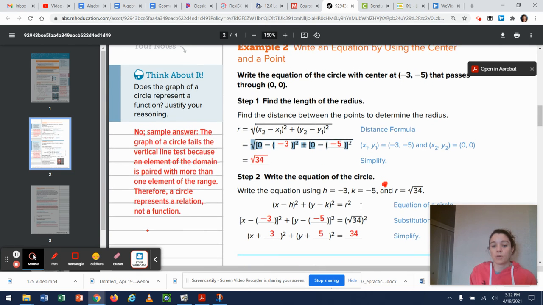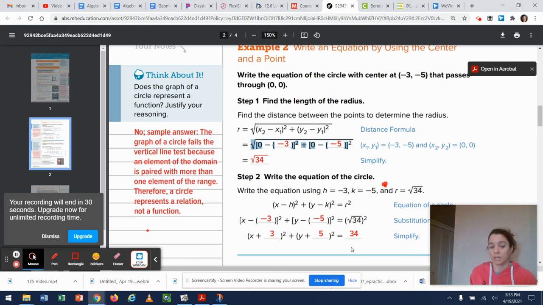Now you're ready to write your equation. So you can plug in your center for the h and the k, which is what they're showing you at this step. And then our radius is the square root of 34. So now we're going to finish simplifying. This changes to x plus 3 squared. This will change to y plus 5 quantity squared. And then when you square that square root, that's what I was talking about. It changes it to a nice whole number.